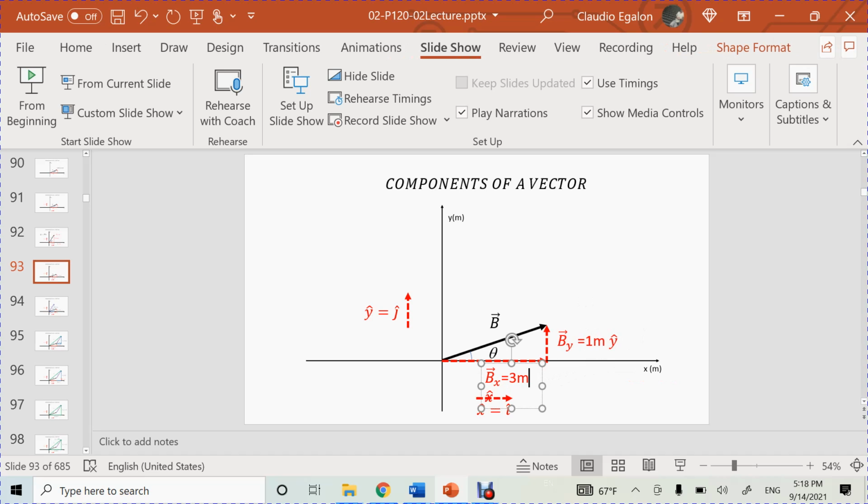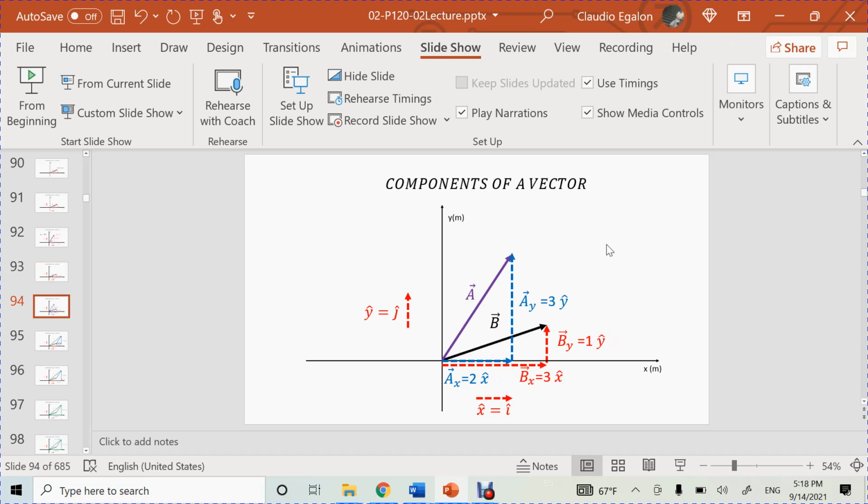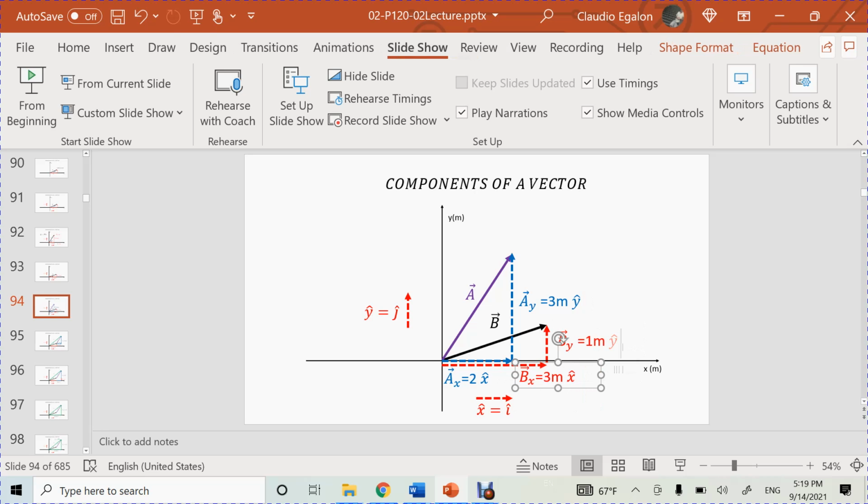Meters. Go. Meter. Meter. Meter. And meter. Here you go. Next.